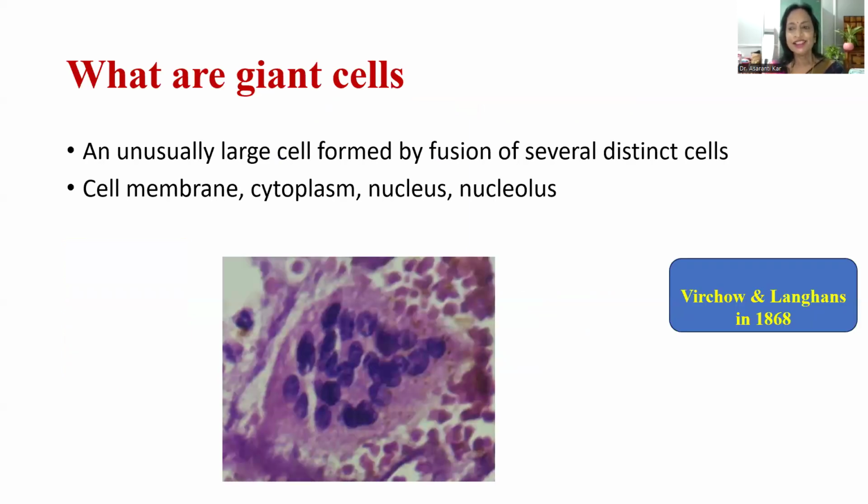The term giant means large or big. So these are unusually large cells formed by fusion of several distinct cells. The cytoplasm of these cells coalesces and forms a syncytium of abundant pale eosinophilic to granular to foamy cytoplasm, in which the nuclei of these cells are suspended. This was first described by Virchow and Langhans.